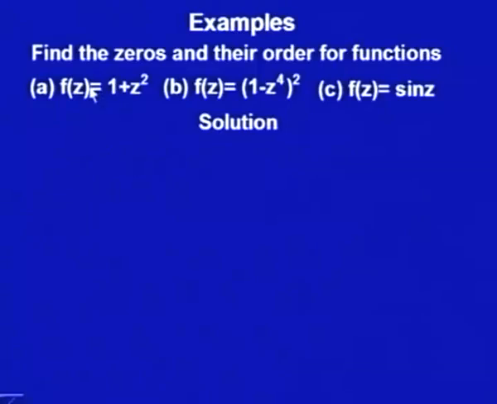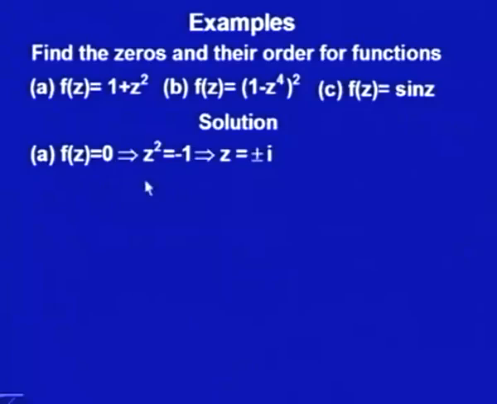Function f(z) is equal to 1 plus z square. When would it become 0? We just equate it to 0 and solve the equation. So, we get 1 plus z square is 0. This says z square is equal to minus 1. This says it would be 0 at z is equal to plus or minus i.